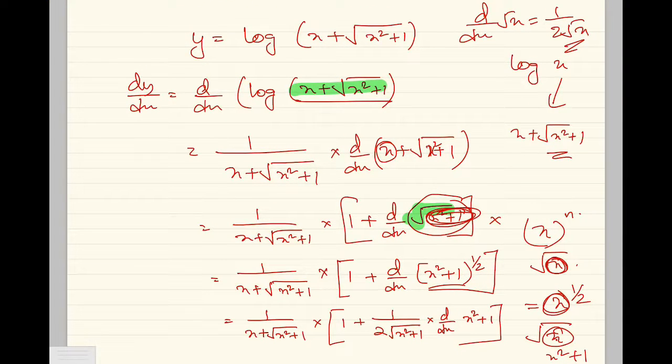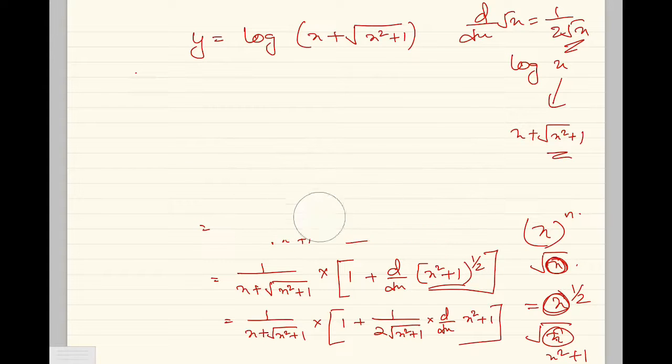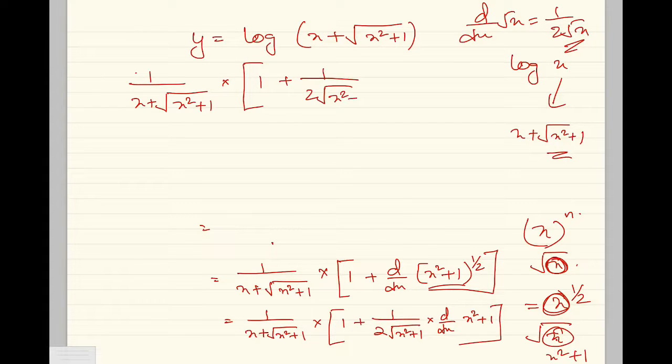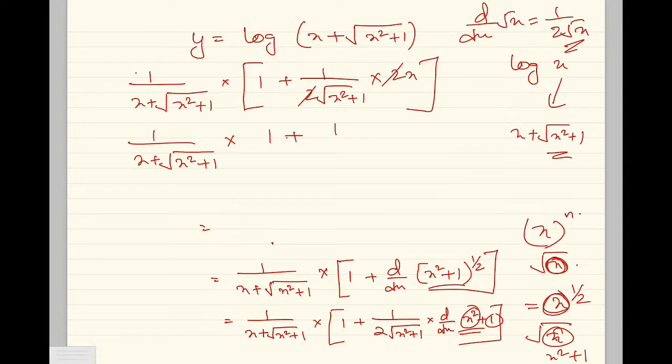Okay, so let me rub here now. That gives me 1 by x plus under root x square plus 1. Look carefully into bracket 1 plus 1 by 2 root x square plus 1, and d/dx of x square plus 1, d/dx of x square is 2x, d/dx of 1 is 0, so 2x, and I can cancel the 2 and the 2. So finally I get x under root x square plus 1 into 1 plus 1, x under root x square plus 1. Correct? Okay, so that's what we have here.